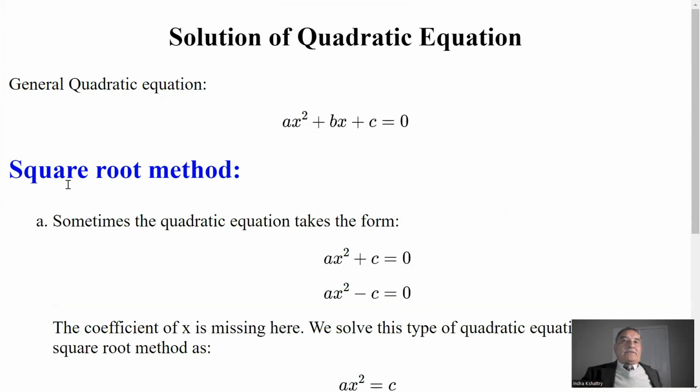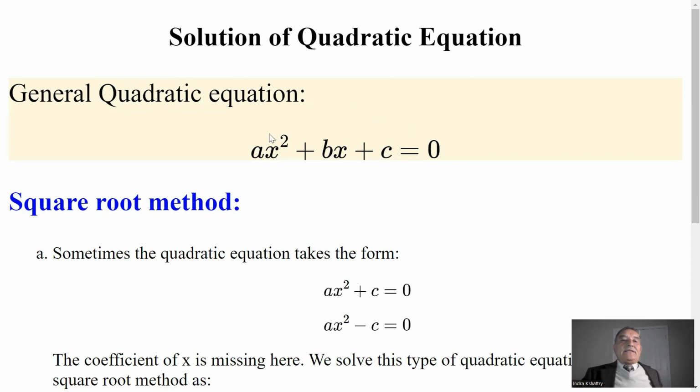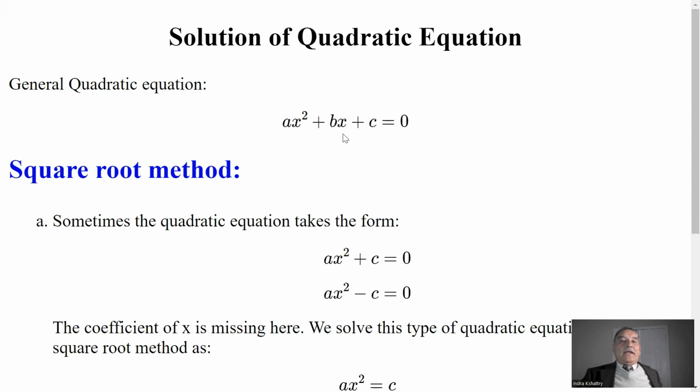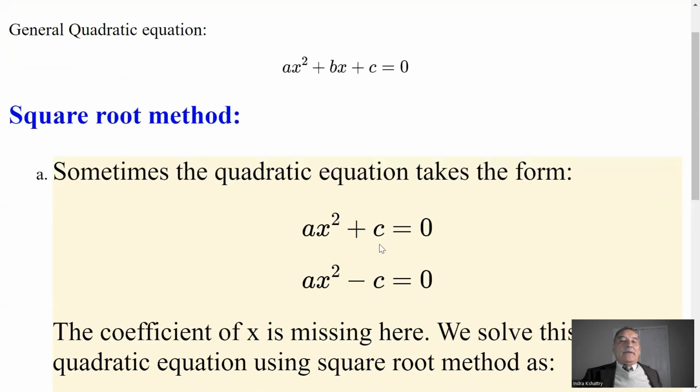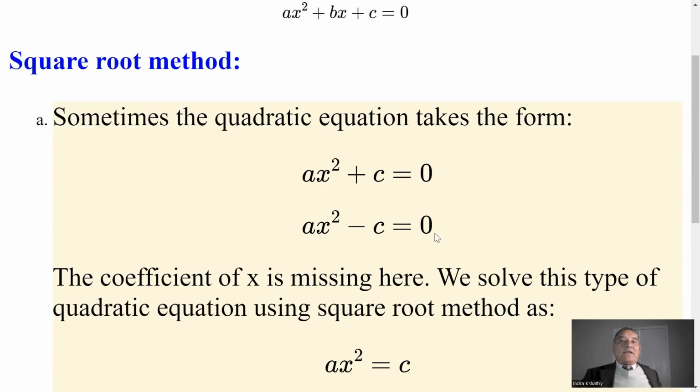First, let's start with the square root method. Sometimes in this general quadratic equation, ax squared plus bx plus c equals 0, the coefficient of x, that is b, equals 0. That is, the variable x misses the coefficient. And the quadratic equation takes this form, ax squared plus c equals 0. But with no harm, we shall consider this equation as ax squared minus c equals 0 to avoid the complex roots in the beginning of the lesson.